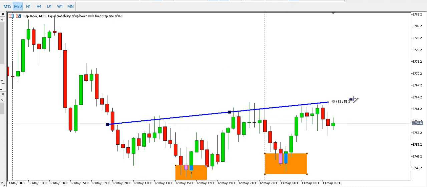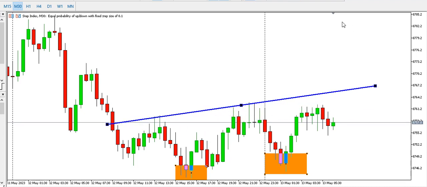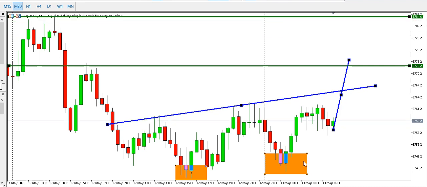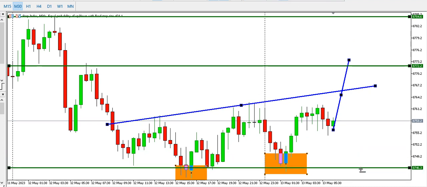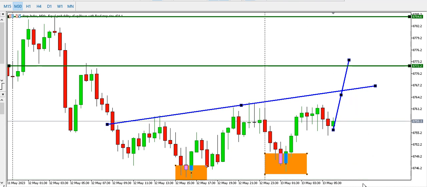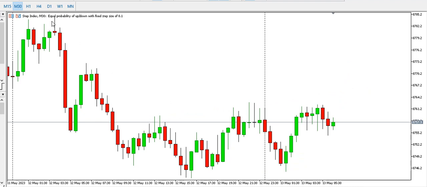If we now see a breakout of this neckline, it can target first this high, then secondly this high, then we might see a recovery to the upside. But if price drops and breaks the low around here, then we might see continuation of the downtrend. That's that on the 30 minutes time frame.